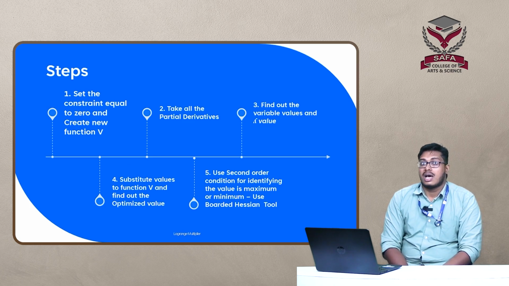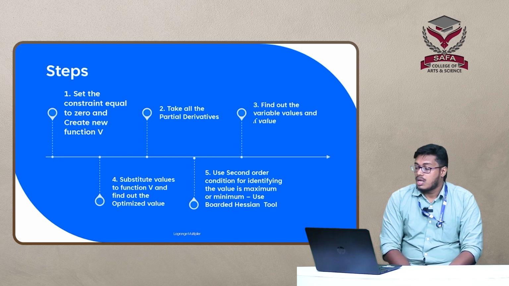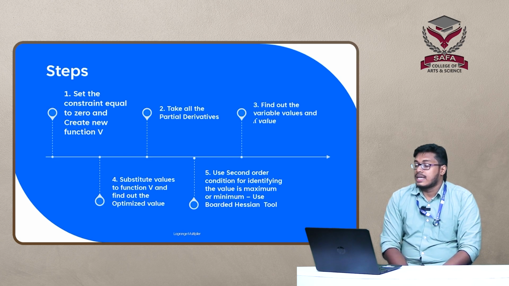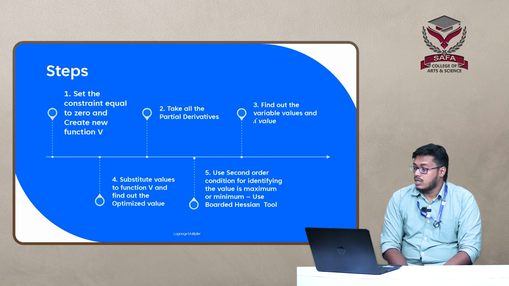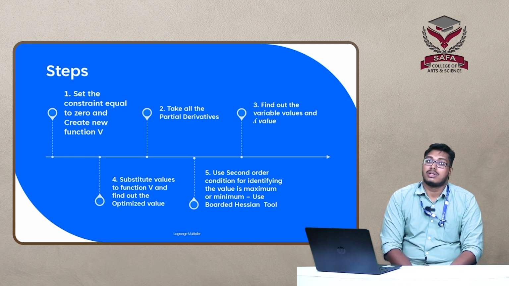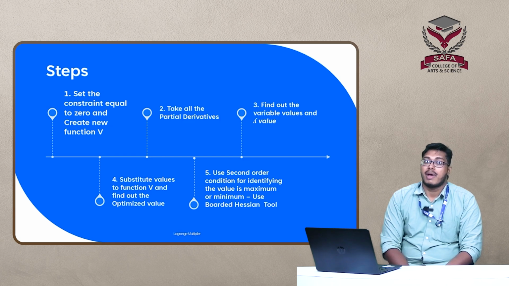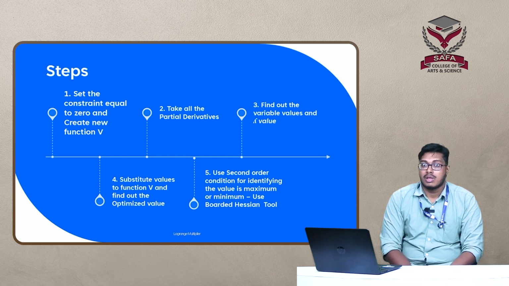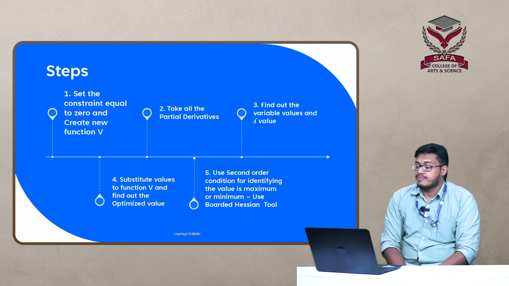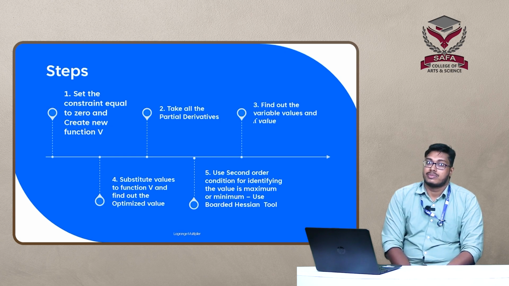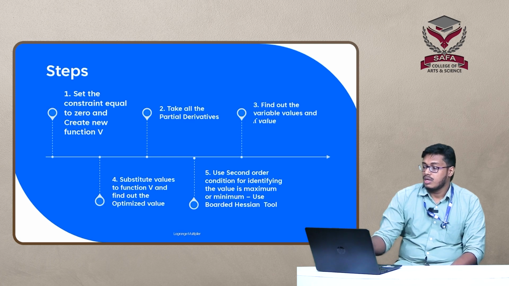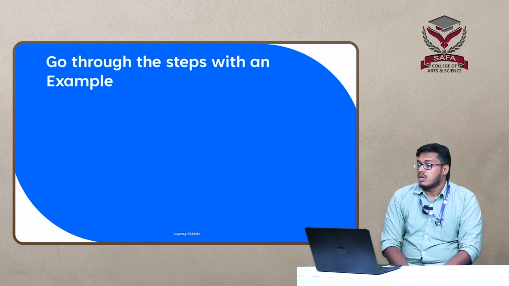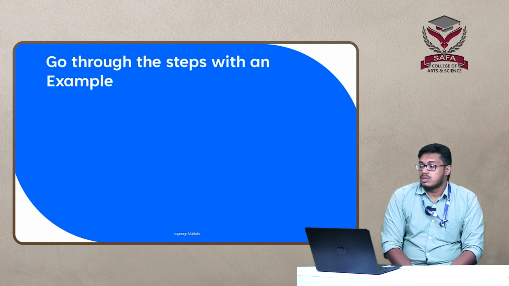Then the last step is use the second order partial derivative, the second order condition, for identifying maximum or minimum, for the use of bordered Hessian tool or method. Okay, so we can go through the steps with an example.